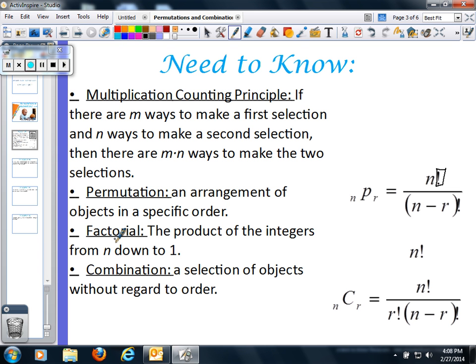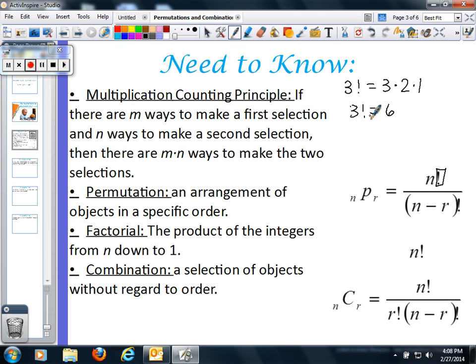Now a factorial is the product of integers from n down to 1. So let's use a smaller number. If I say 3 factorial, that is the product of the integers from this number here all the way down to 1. So this would be 3 times 2 times 1, which would be 6. So 3 factorial equals 6.